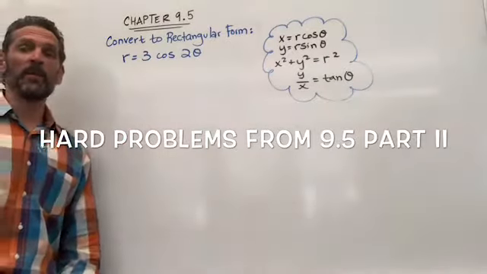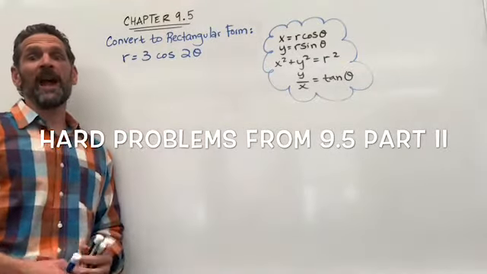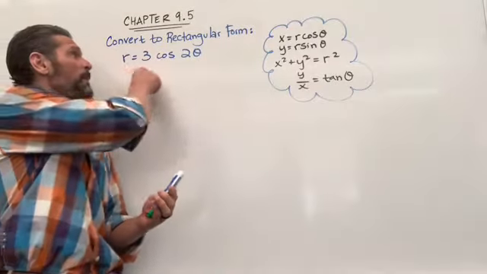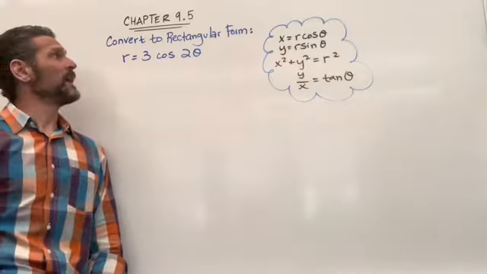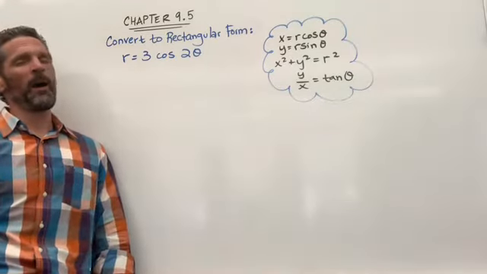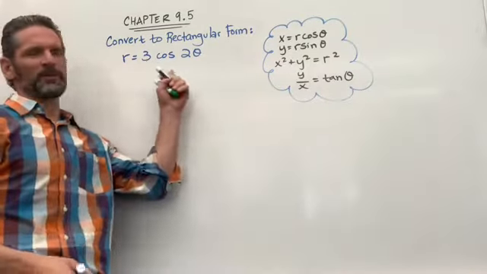What a great problem we have here. This problem is asking us to now convert from polar form r as a function of theta into rectangular form. Wow. Old friends, cosine 2 theta.